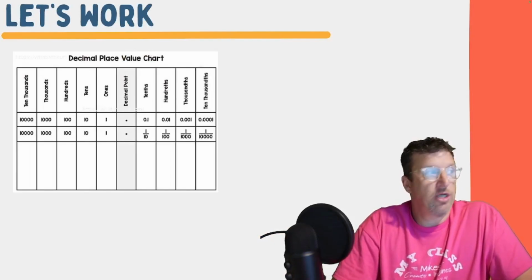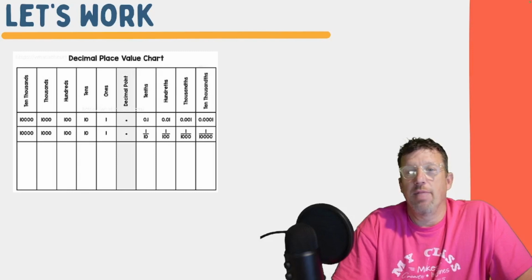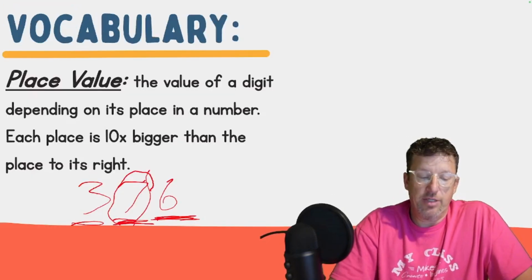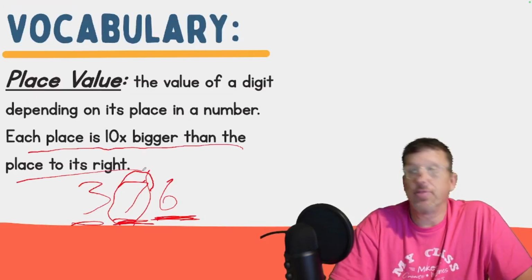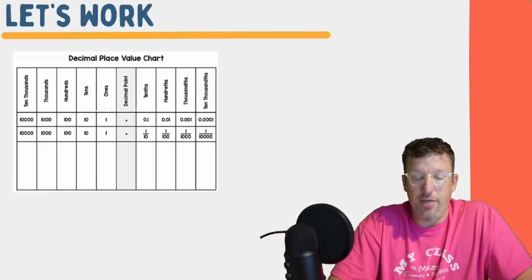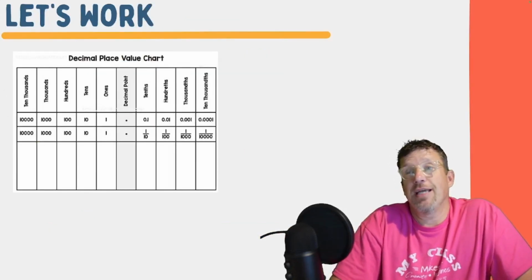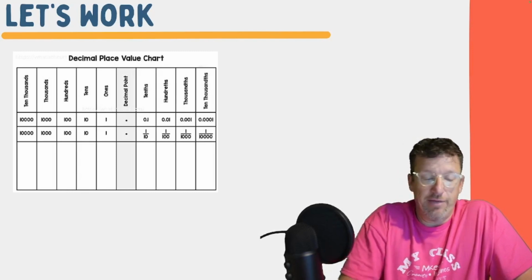Let's look at it in a place value chart. A place value chart is pretty cool in the sense that it shows that each place is 10 times bigger than the place to its right. That's important to know because it also means each place is 10 times smaller than its place to the left. So let's look at that.